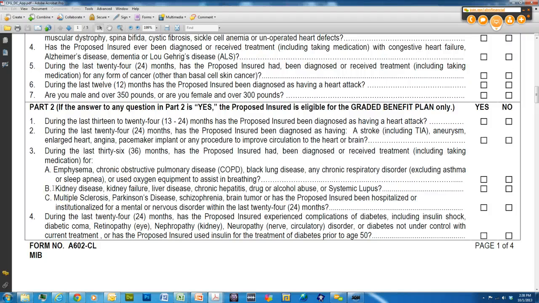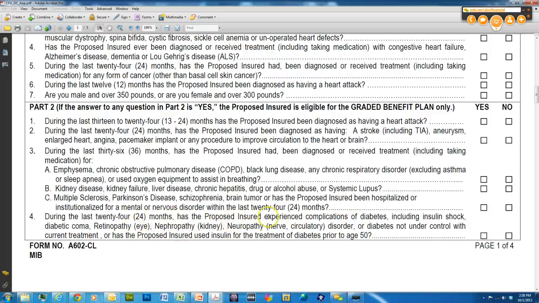B, kidney disease, kidney failure, liver disease, chronic hepatitis, drug or alcohol abuse, or systemic lupus. Systemic lupus is different than the other kind of lupus, whatever that's called. Multiple sclerosis, Parkinson's, schizophrenia, brain tumor, or has a proposed insured been hospitalized or institutionalized for mental or nervous disorder in the last 24 months?